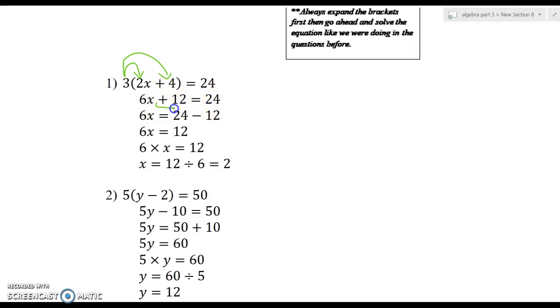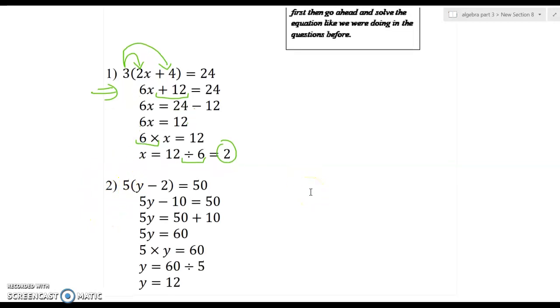You're carrying across the plus 12, right? So we get 6x is equal to 24 take away 12. So 6x is 12. And now 6x is the same as 6 multiplied by x. So 6 multiplied by x equals 12. So x is 12 divided by 6, which is 2, right? So once you reach this part here, it's just like what we were doing before. From the first line to the second line is really just to remove the brackets, or expand the brackets, right?